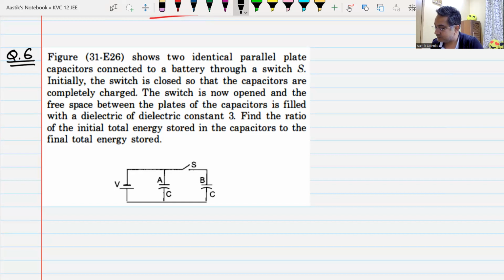Initially the switch is closed, so that both the capacitors are completely charged. The switch is now opened, and the free space between the plates of both the capacitors, remember, is filled with a dielectric of dielectric constant K. Find the ratio of initial total energy to the final total energy.